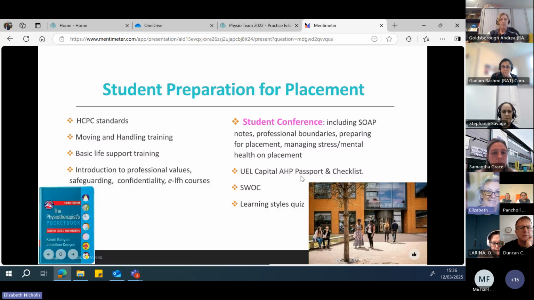They have all completed moving and handling training in our simulation departments at the university. Apprenticeship students should have completed that moving and handling training as part of their induction within the trust. Likewise with basic life support training. Our undergraduate students all receive a formal basic life support qualification, and again, for apprenticeship students, they should have received that in the trust. And this introduction to basic professional values.